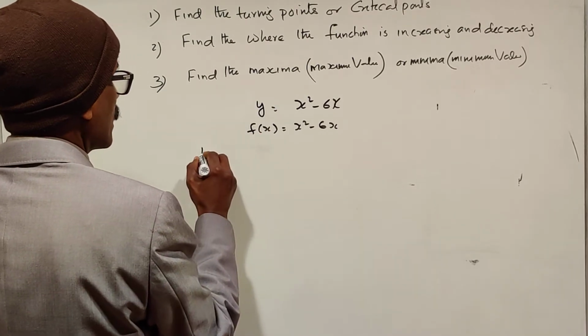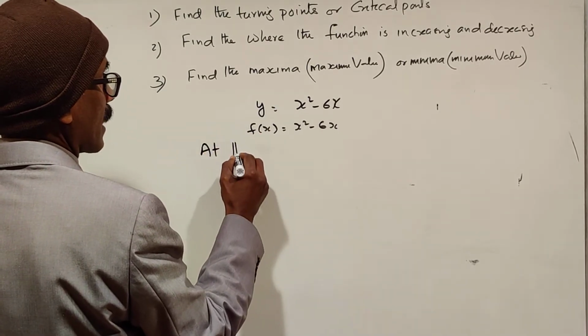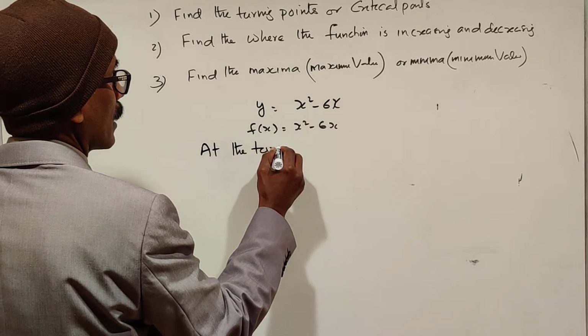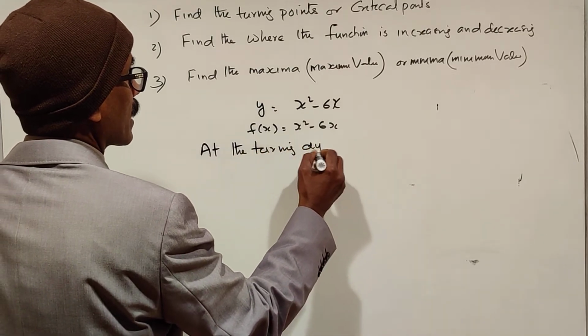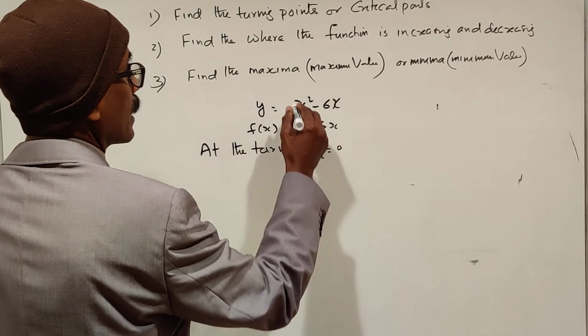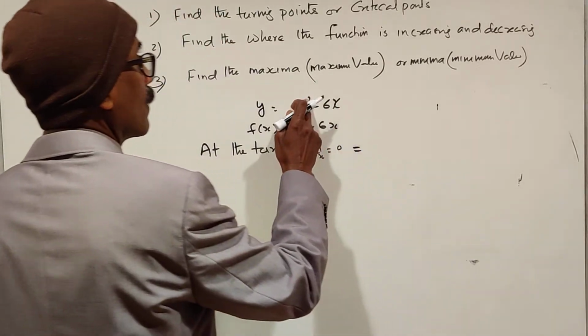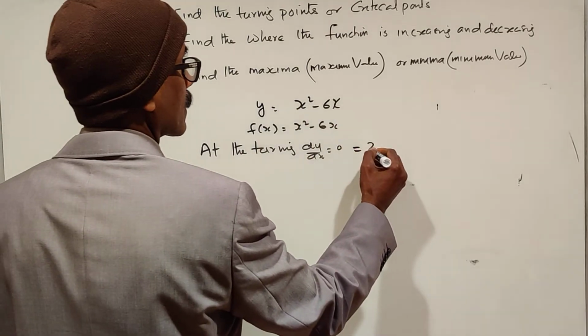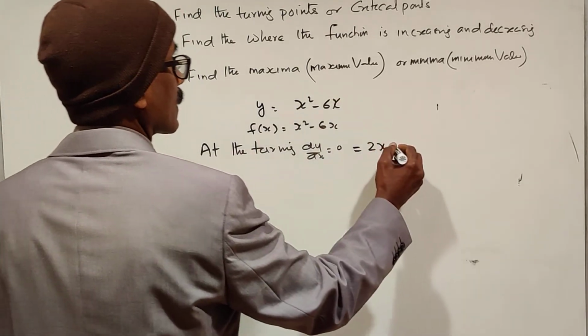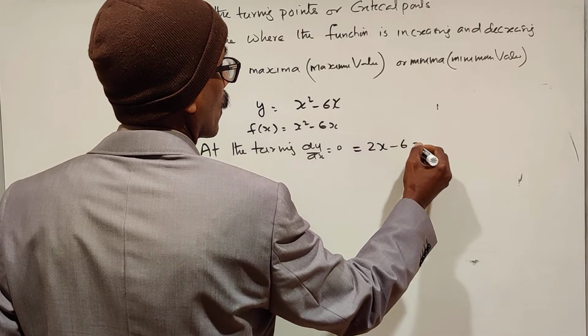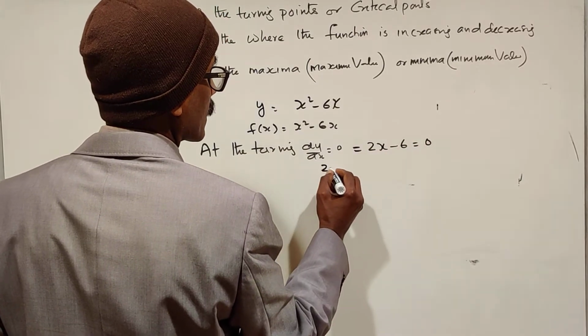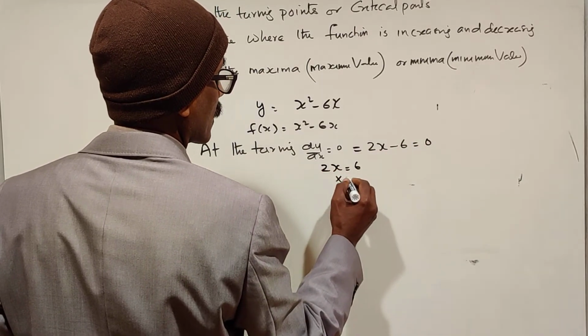At the turning point, you need to write like this: dy by dx equals 0. That is, the derivative of x square should be equal to 0. What is the derivative of x square? 2x. What is the derivative of minus 6x? Minus 6, equal to 0. So 2x is equal to 6, x is equal to 3.